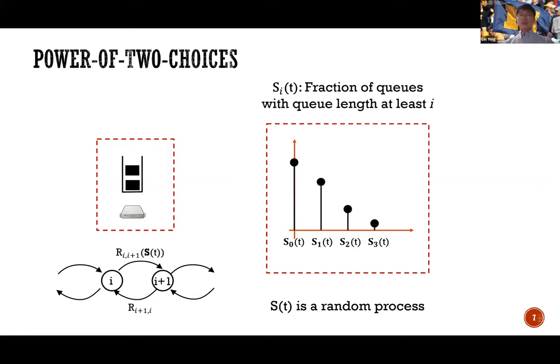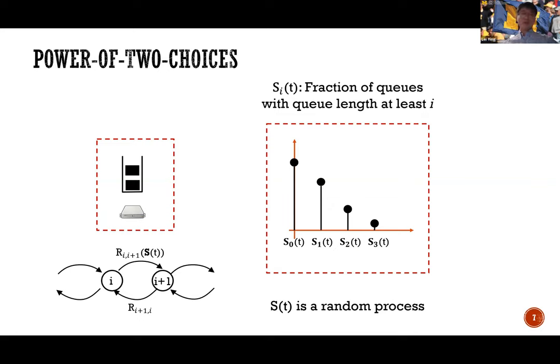So let's say how many queues are non-empty, what's the fraction of queues that have queue length greater or equal to one, and so on, right? So we can just look at this distribution to decide what's the transition rate from I to I plus one, okay? But that doesn't make things any better, because now you go from an n-dimensional random process to an infinite dimensional random process, because this S goes from S zero to S infinity, right? So yeah, not making things better, but that's an equivalent representation we can use to decide this single server Markov chain, okay?